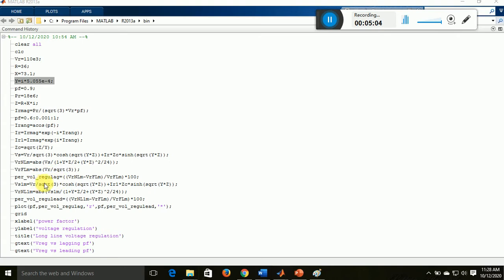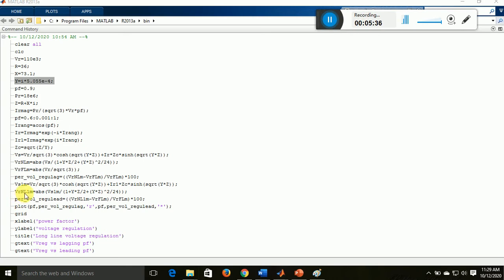So the percentage voltage regulation equation is (VR NLM minus VR FLM) divided by VR FLM, into 100. Now VS1M is equal to VR by square root of 3 into cosh of square root of YZ, plus IR1. Just one thing we have modified over here: this is 1, that's why we placed 1 in the previous equation of VS. So IR1 into ZC into sinh of square root of YZ.